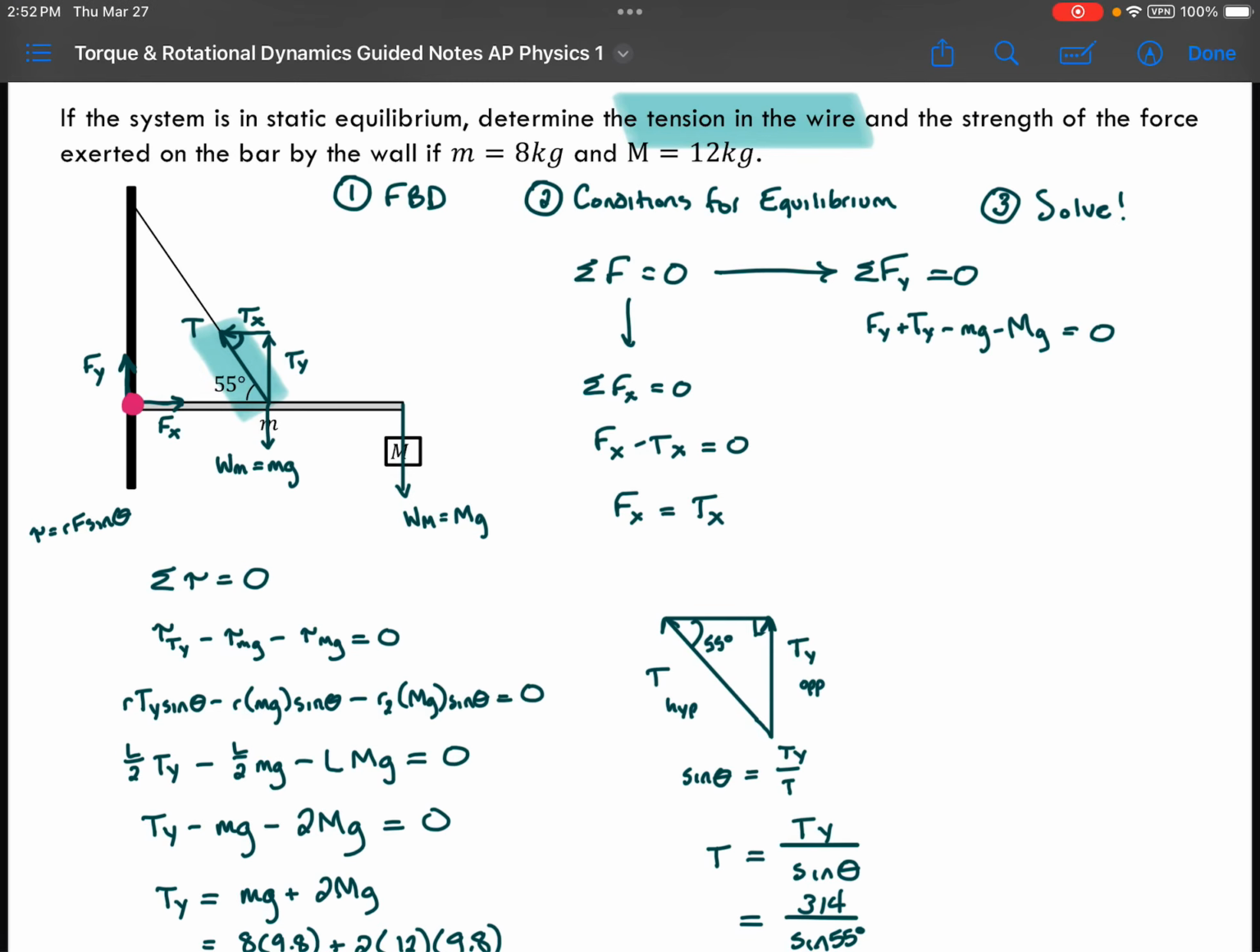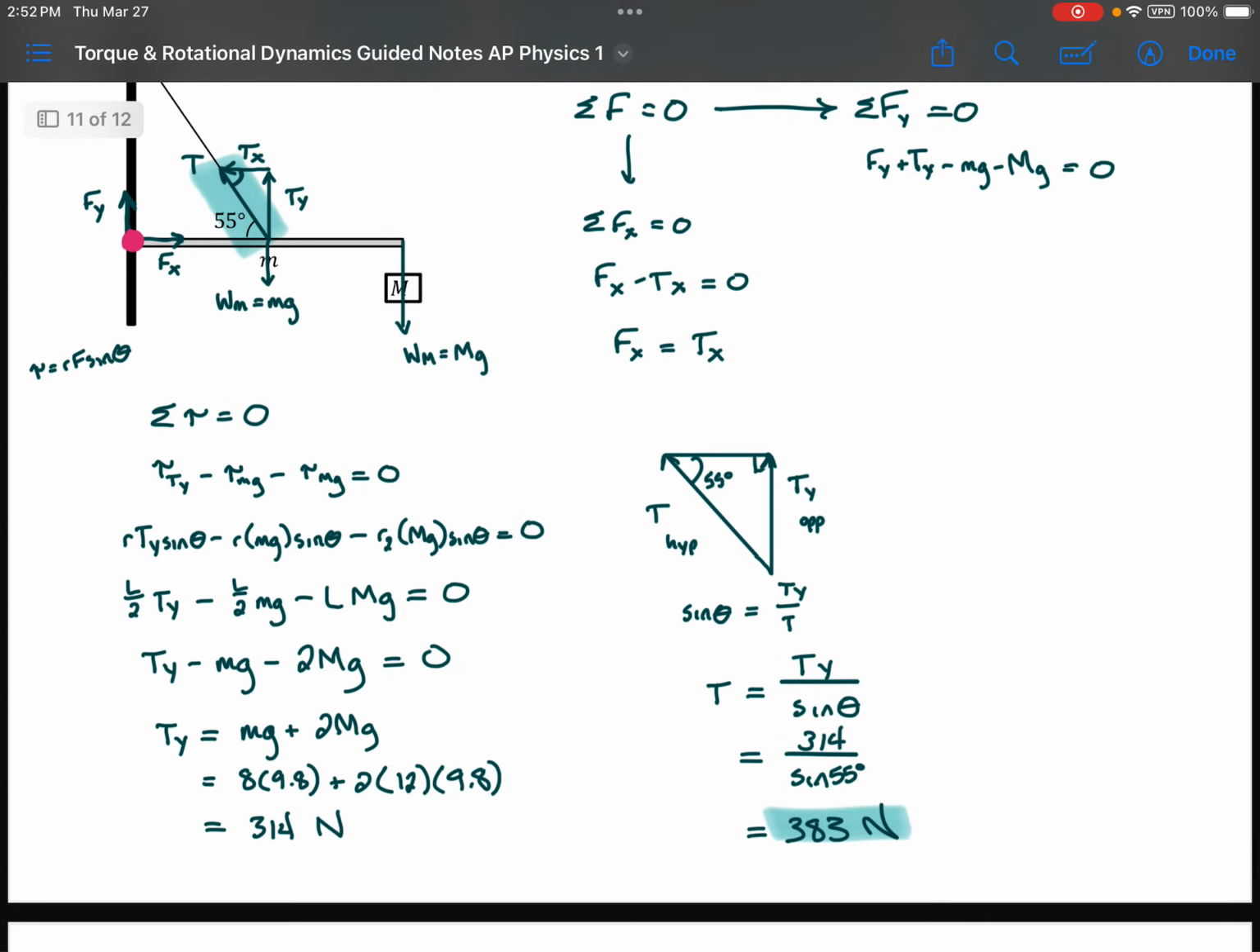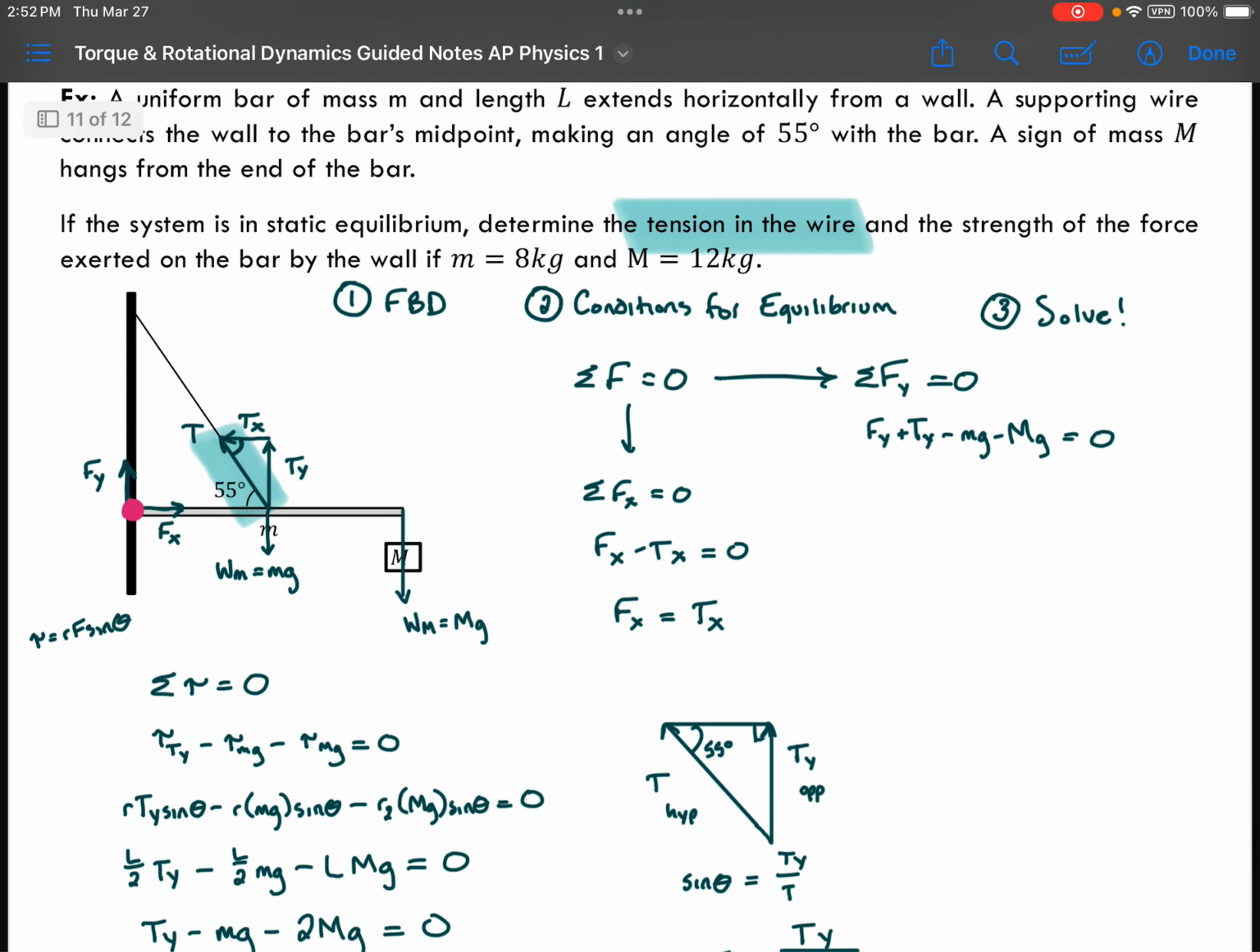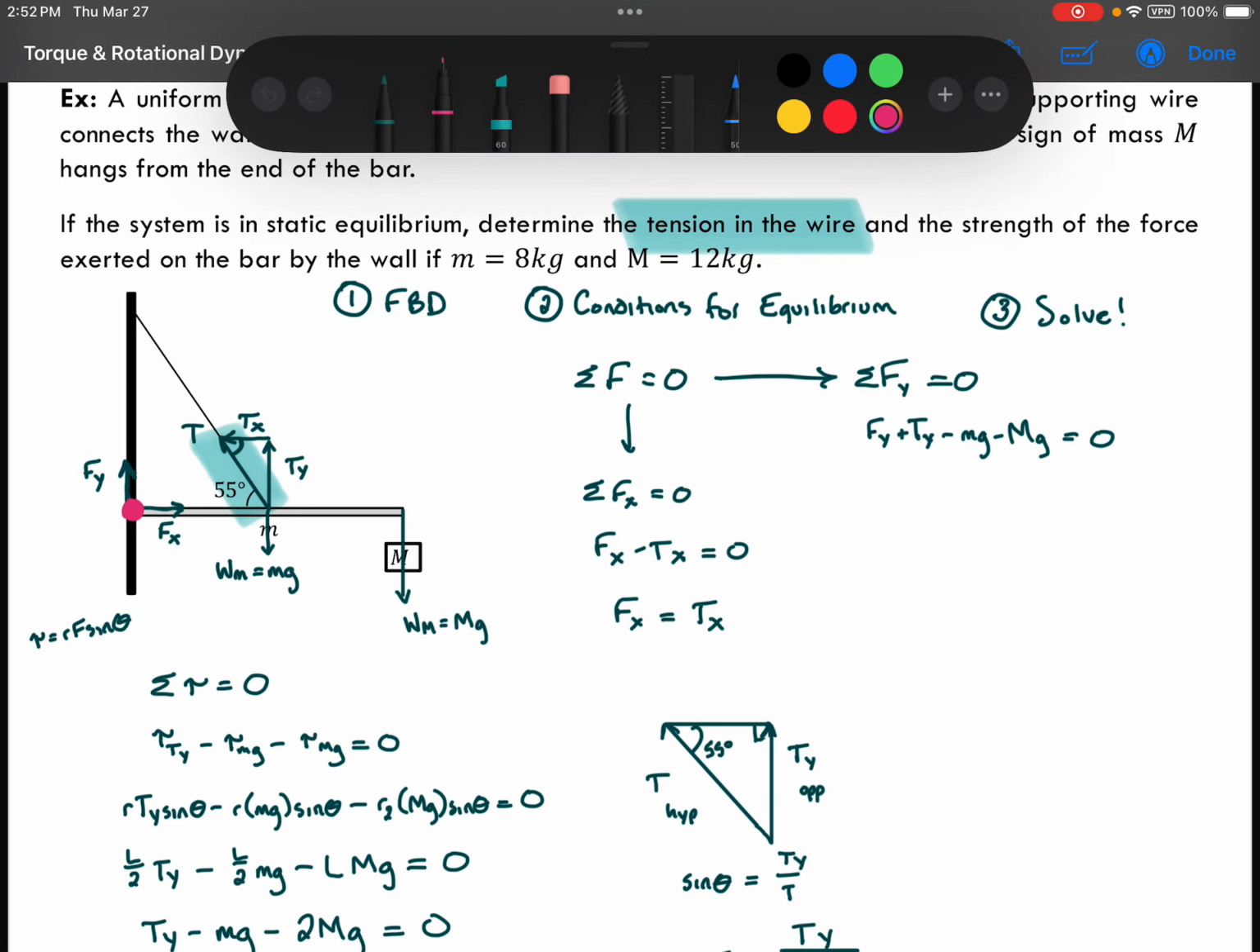In the last video, we had just gone through the process of finding that the tension through the wire supporting the bar is 383 newtons, but we still have to determine the strength of the force exerted on the bar by the wall. And this is where our earlier equations using Newton's second law in linear form will come into play. We had earlier concluded that the force in the x direction from the wall on the bar is going to equal the tension in the rope in the x direction.